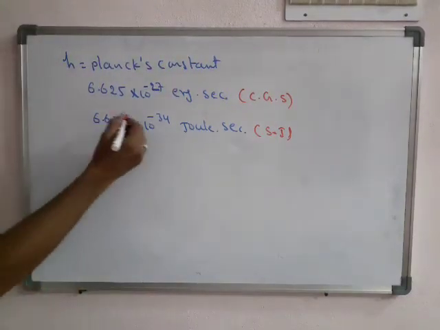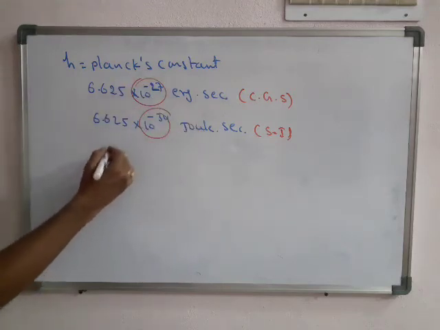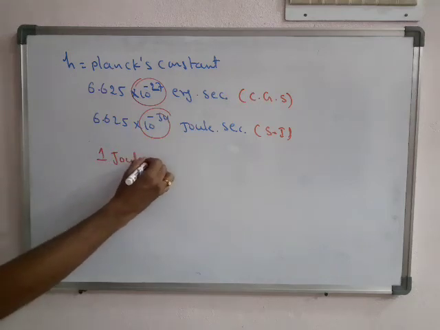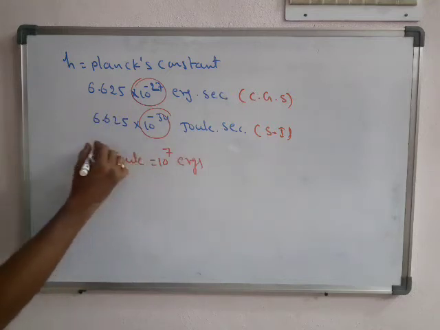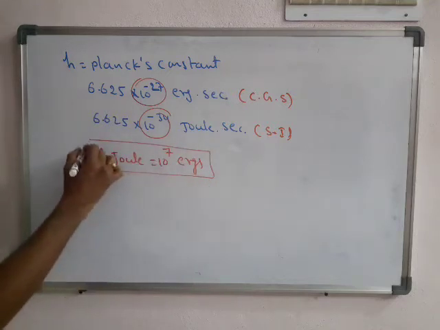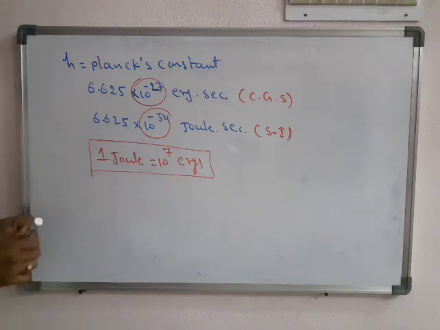Next, see here 10 power minus 27 and 10 power minus 34 joule seconds. With the help of this we can write 1 joule is equal to 10 to the power of 7 ergs. Joule is a bigger unit when compared to the erg.